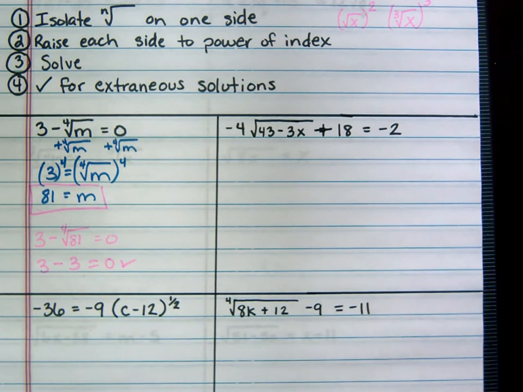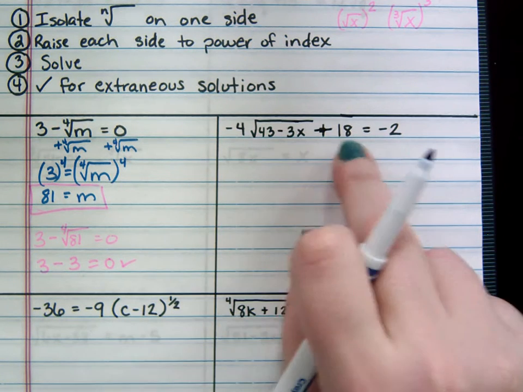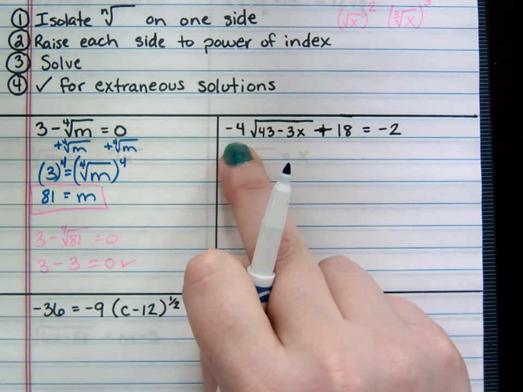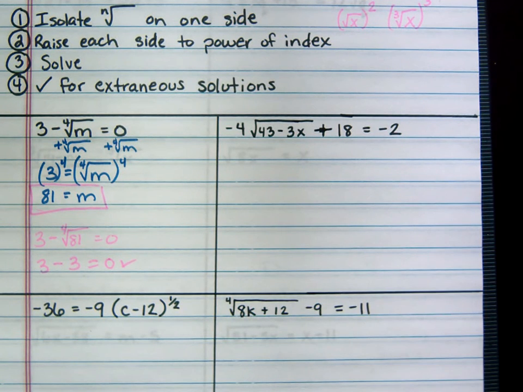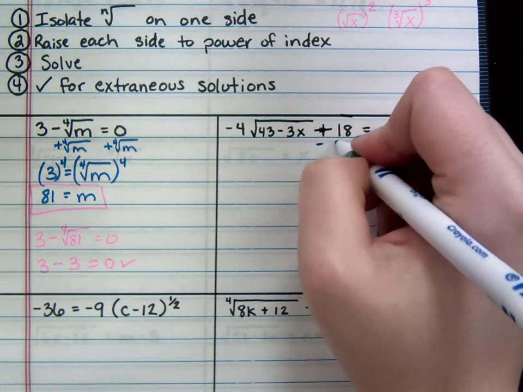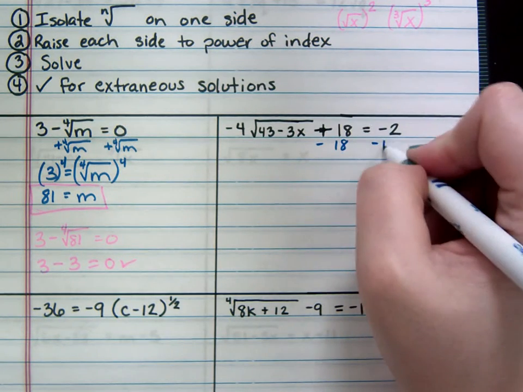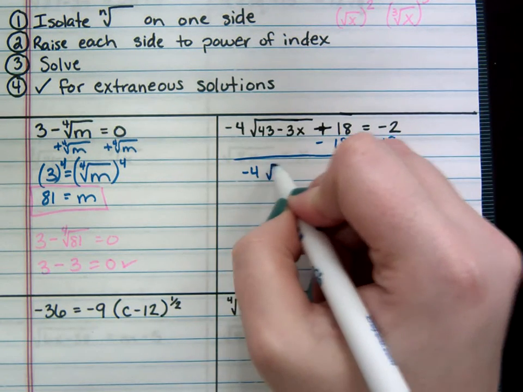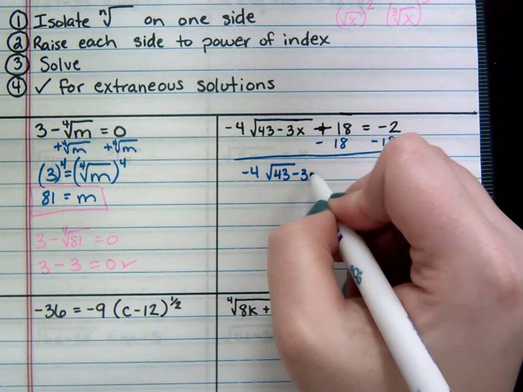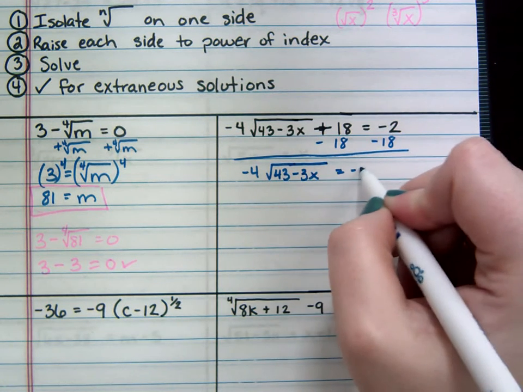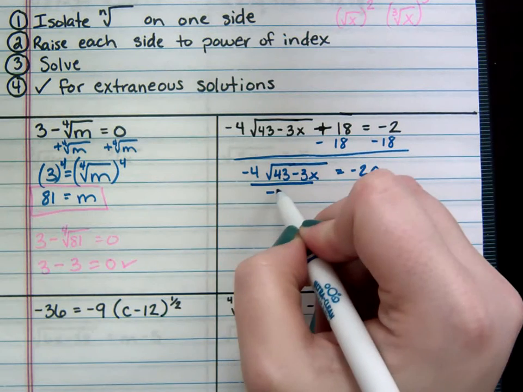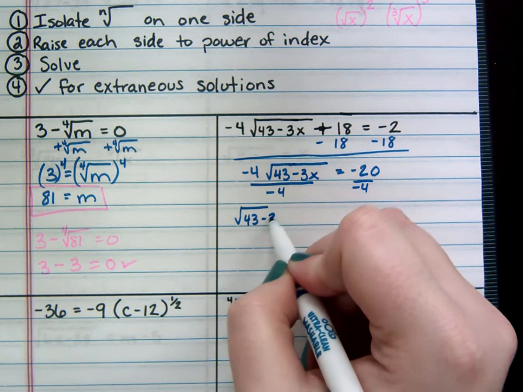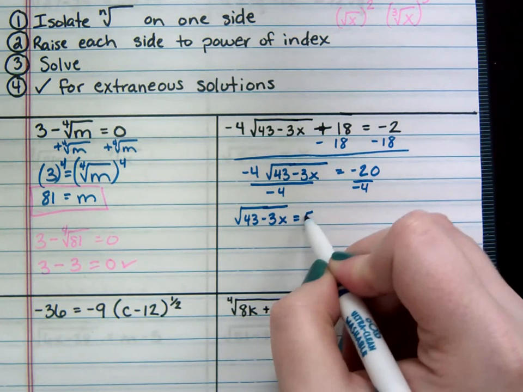So let's look at another one. In this one, to isolate a radical, we have to get rid of both the 18 and this -4. Now remember that when solving an equation, you almost go in reverse order of operations. So we're actually going to do our subtraction before our division. So we're going to subtract 18 from both sides to get -4 square root of 43 minus 3x equals -20. Then you divide by -4 to get the square root of 43 minus 3x equals +5.